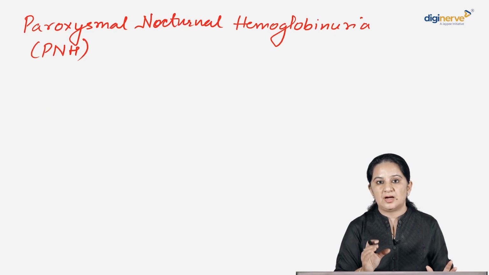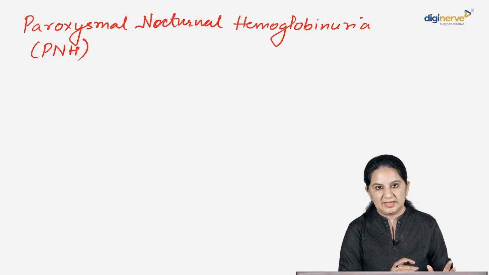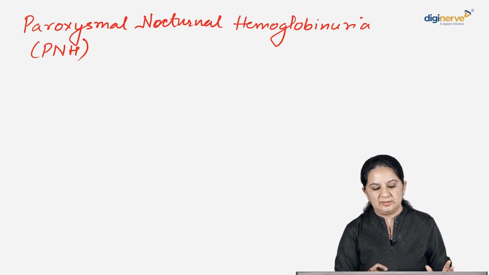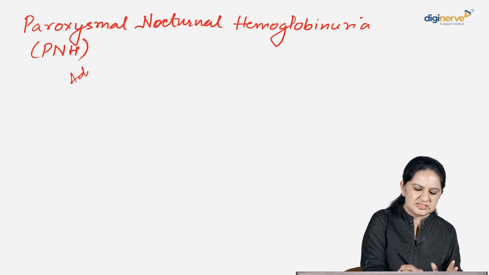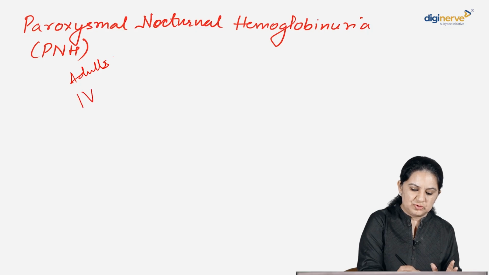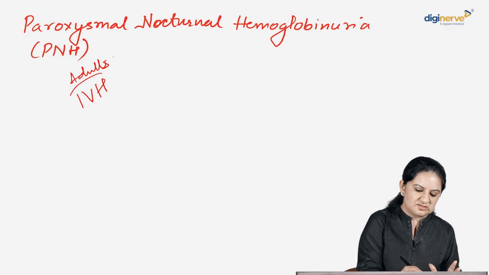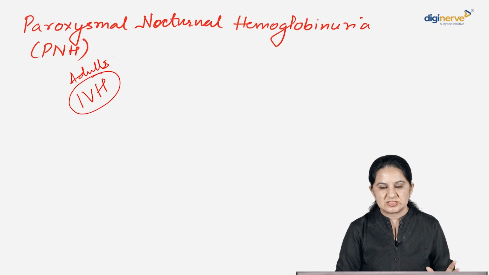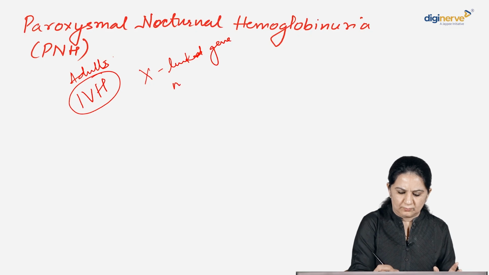Now coming to the acquired red cell membrane abnormality. Please remember, acquired because it's an acquired hemolytic anemia. Red cell membrane abnormality, it's an intracorpuscular defect. This is present in adults. It usually presents as intravascular hemolysis. Please remember intravascular hemolysis. What is the defect in this? The red cell membrane defect: there is a mutation in the X-linked gene. Which gene is mutated?